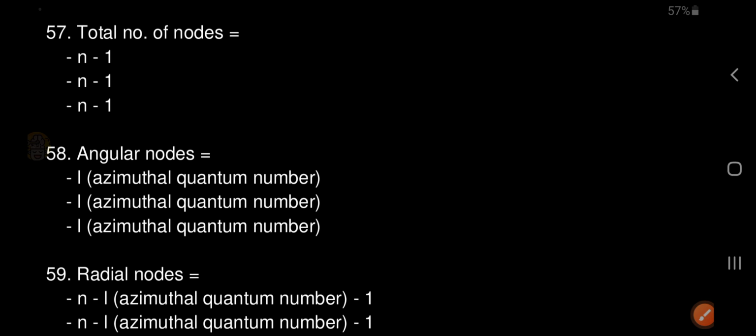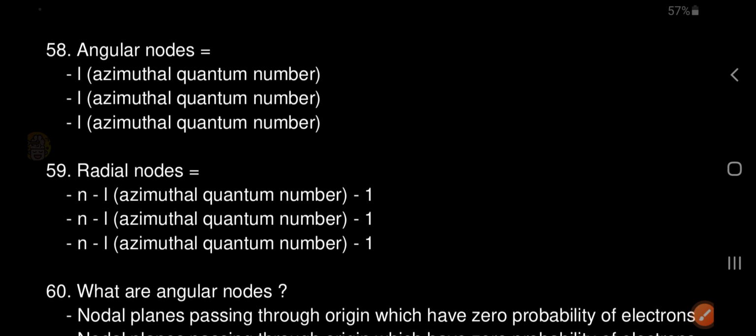Angular nodes is equal to L, the azimuthal quantum number. Radial nodes is equal to n minus L minus 1.